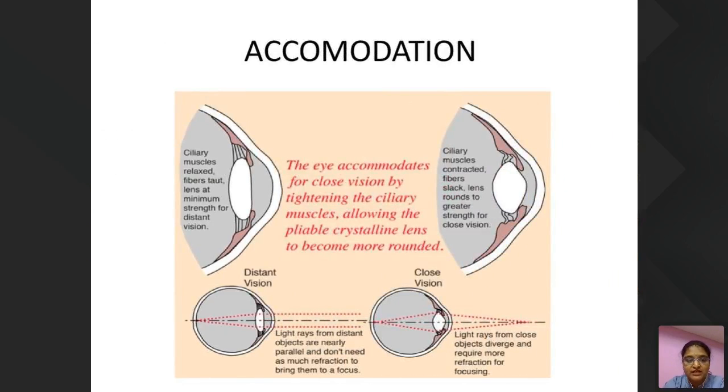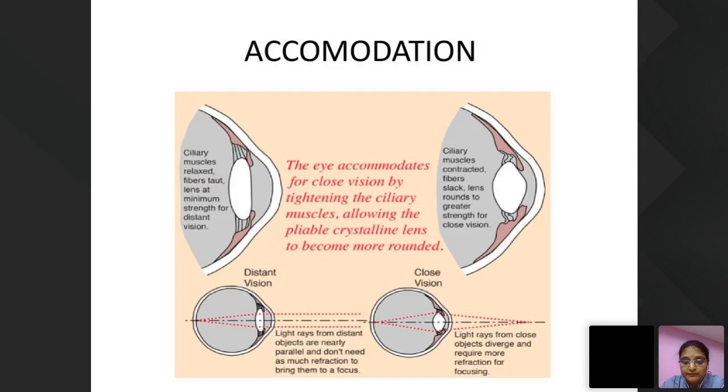See, this is the accommodation. Initially, the lens is flattened and the ciliary muscle is in a relaxed state. Because of distant vision, the light rays run parallel towards the lens, and it requires minimal strain to refract the rays towards the retina. The light rays have to fall on the retina, so we send the impulse towards the brain to see the image. This is the normal process.